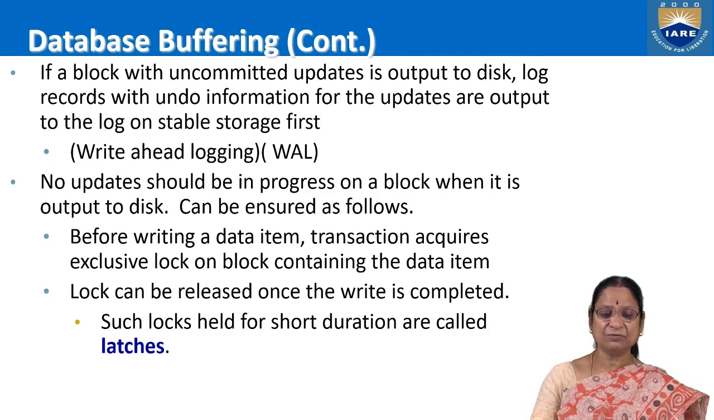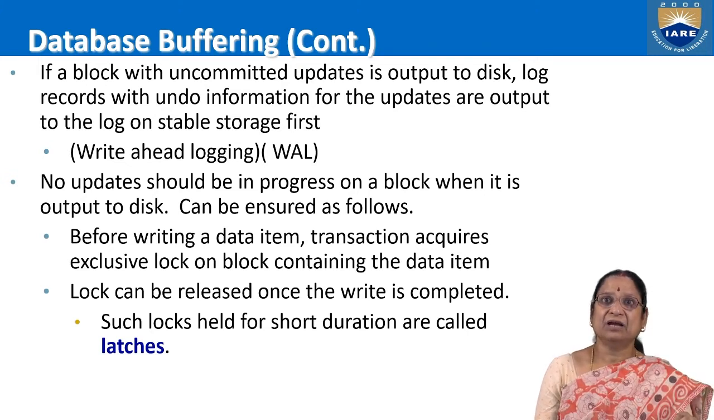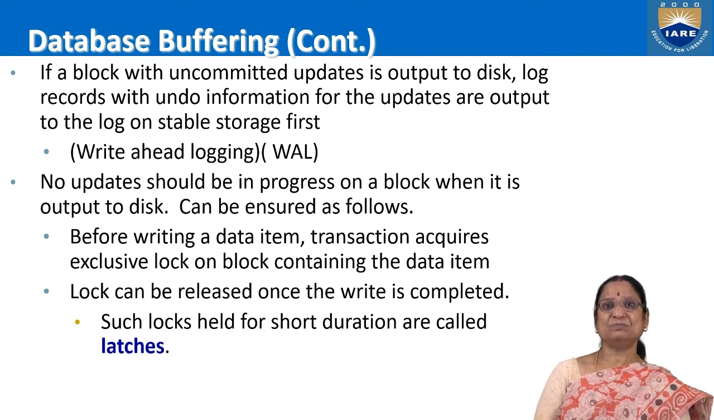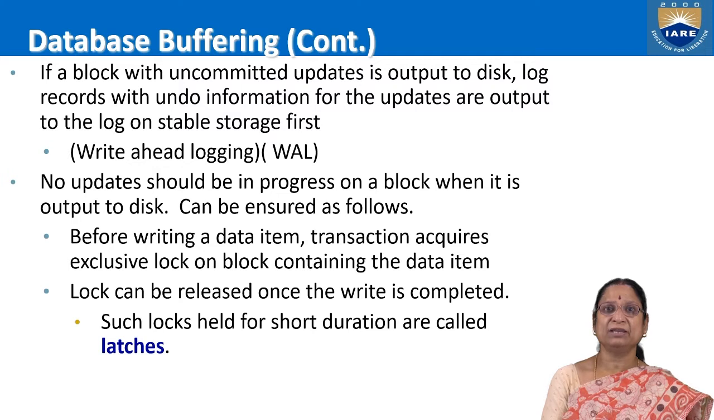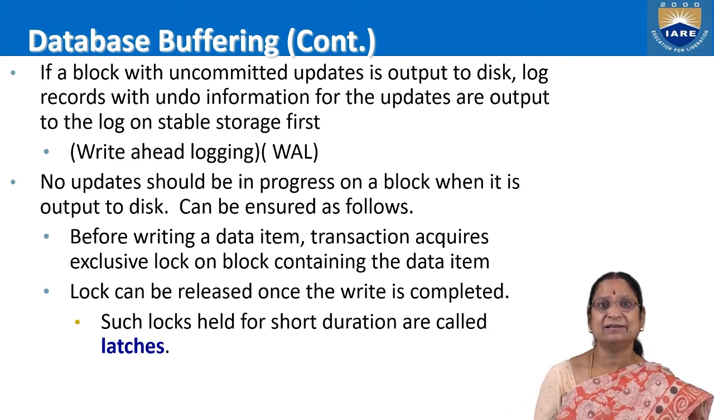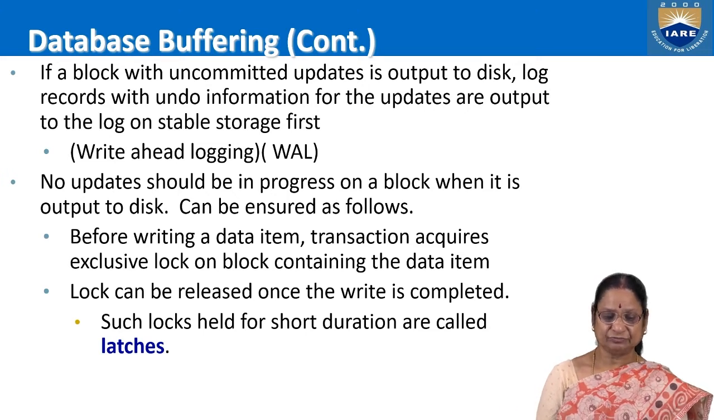So that's why, if a block with uncommitted updates is output to the disk, the log records with the undo information for the updates are output to the logs on the stable storage first. Because WAL has to be supported, write-ahead logging, no? Whenever we are writing a block, whether it is committed or uncommitted, if you are rewriting the updated data into the block in the secondary storage device, then the related logs must be written first to the stable storage.